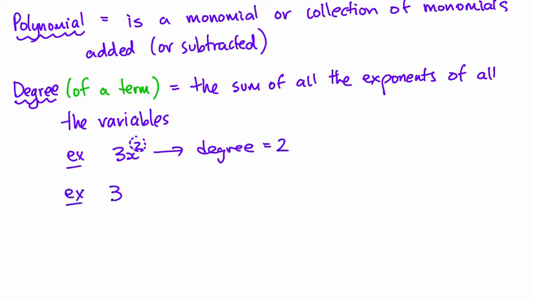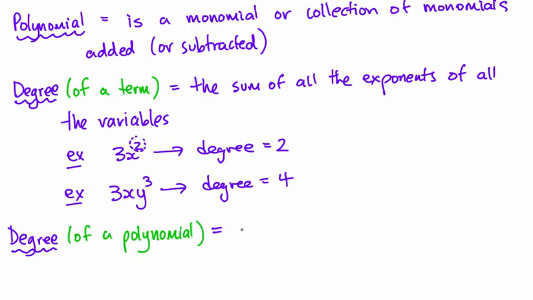If I have a monomial xy cubed, I have a 1 and I have a 3, so this has a degree of 4. 1 plus 3 is 4. So even though this 1 might not be written there, you have to think about that x as having an exponent of 1. So you just add up all the different exponents for all the different variables, and that's your degree for a term. So this works perfectly fine for monomials, for single terms. Let's take a look and see what happens if you have a polynomial. Well, the degree of a polynomial is the degree of the biggest monomial within that polynomial.